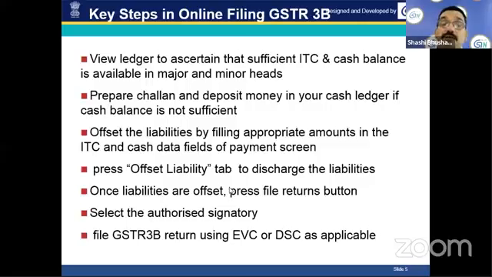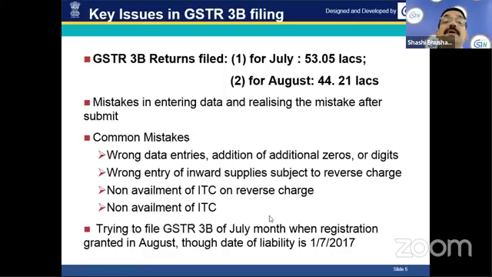One requirement is that you will not be able to offset liability unless full payment of the liability is made. Once liabilities are offset, you then select the authorized signatory and file GSTR 3B using the applicable signature, EVC or DSC. Now, this is the basic step.